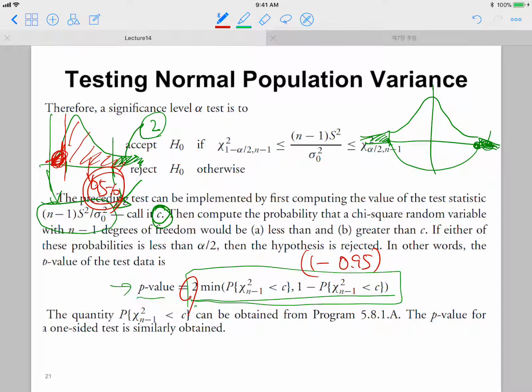And so in this case, we have to compute this value times 2. What we are doing here is computing this probability, and also 1 minus this probability, right? We are computing these two probabilities corresponding to the right side and the left side of the distribution, respectively. Then we select the smaller one, and we use 2 times this value as our p-value.